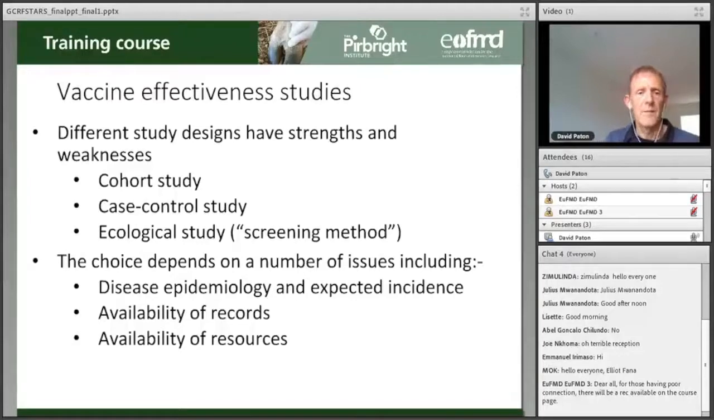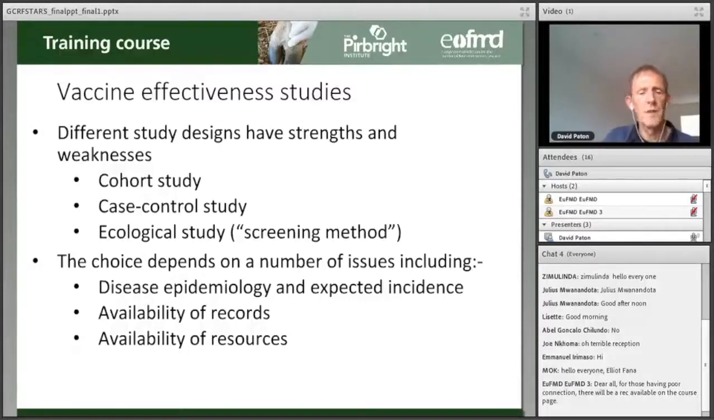So vaccine effectiveness studies, which I think is what we're going to talk about for the rest of this webinar, there are a number of different study designs and they have their own strengths and weaknesses, and I will just briefly introduce the cohort study and the case control study, which are two of the most widely used. Giancarlo will say something about the ecological study or screening method.